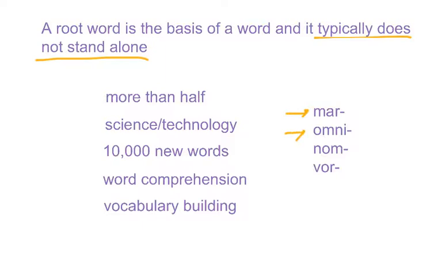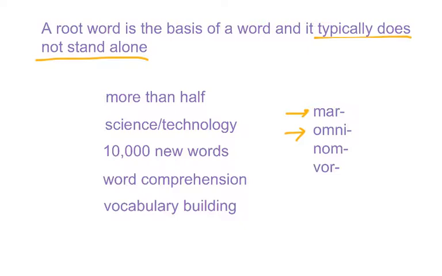We have the root omni, which means all. So, for example, in the word omnipotent, it means all-powerful, which is usually a way that you might see a god or a narrator in a book described. Omnivore means that they eat everything, because omni means all. So they eat both plants and other animals.